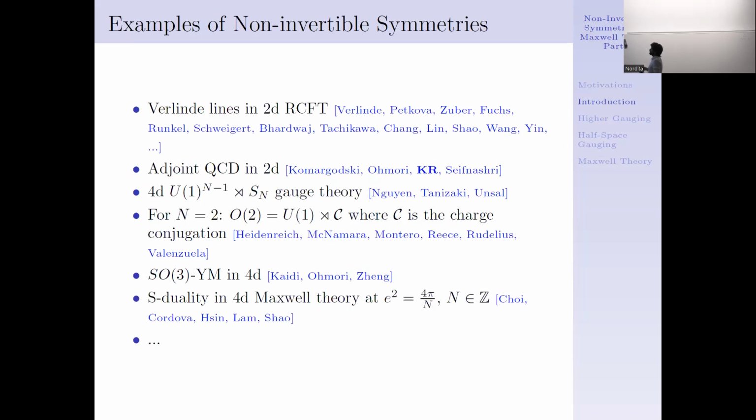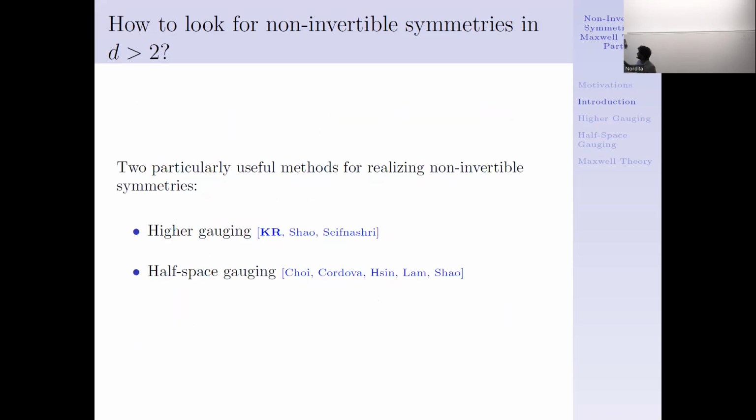So let me start with some history. As I already mentioned, non-invertible symmetries are long known to exist in 2-dimensional RCFTs, and in the last 3 years, there have been many examples in higher dimensions where people constructed non-invertible symmetries. In all the examples that I know of, including the chiral symmetry case, the non-invertible symmetries are constructed in 2 different ways, namely higher gauging and half-space gauging.